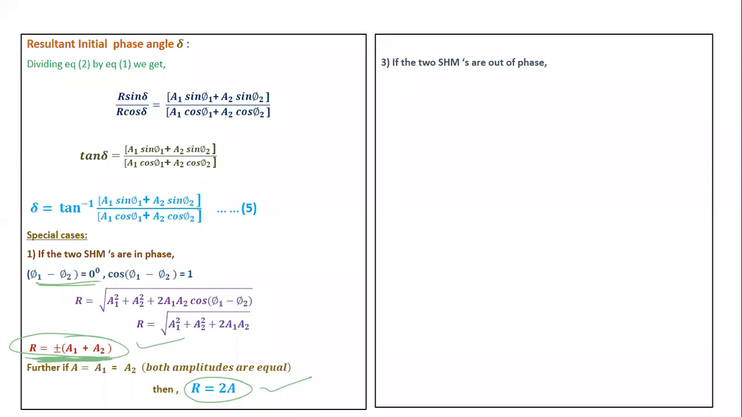Now case 2, if two SHM are out of phase. Out of phase means that the phase difference between these two is 180. Phase difference is 180. It is also called opposite phase.